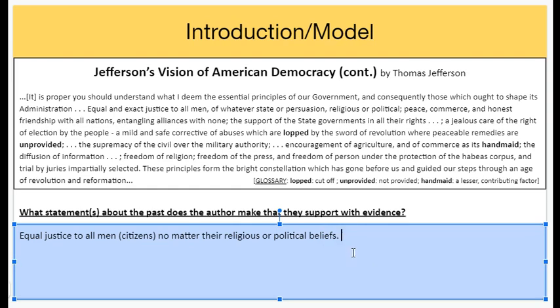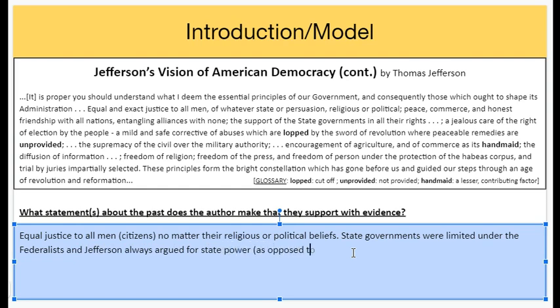He felt that state governments don't have, meaning they were saying that they weren't supported. State governments were limited, as you know, or should remember, under the Federalists. And Jefferson always argued for state power as opposed to the Federalists who wanted increased national power. So he's backing up his statements about what he said before by talking about events from the past. That's what it means by backing up with evidence.